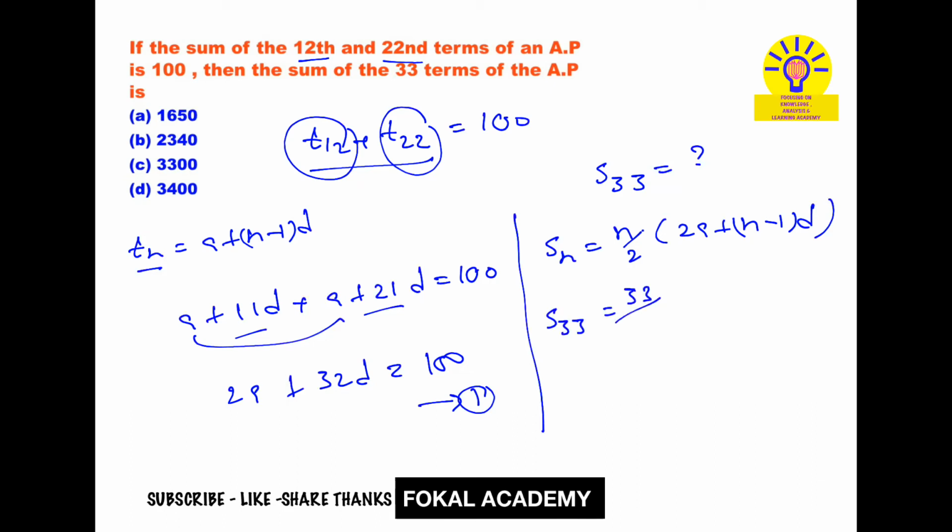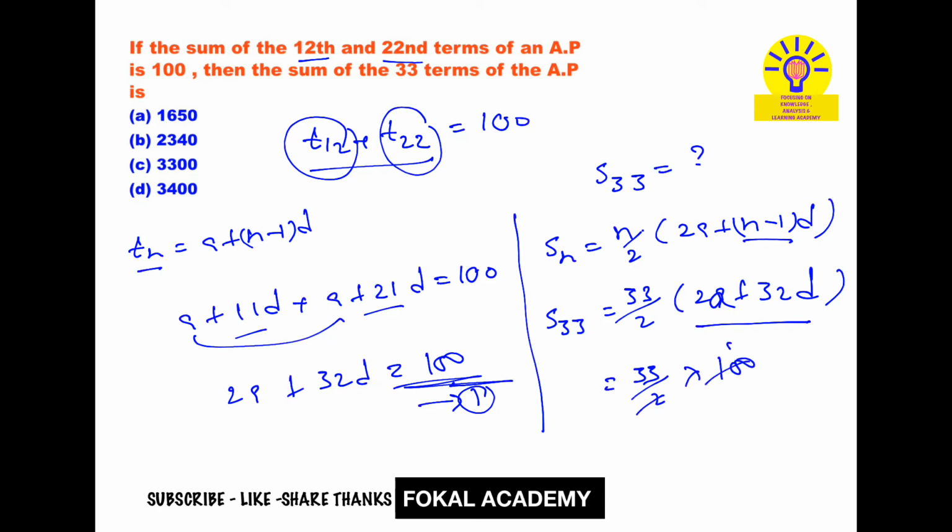Here we want the sum of 33 terms. So 33 by 2 into 2a plus 33 minus 1, that is 32d. When you observe 2a plus 32d, from equation 1 we got 100. So 33 by 2 into 100, so it becomes 50. So 33 into 50 is equal to 1650. So the sum of 33 terms is 1650. So from the options, that option is the correct option. Come to the next problem.